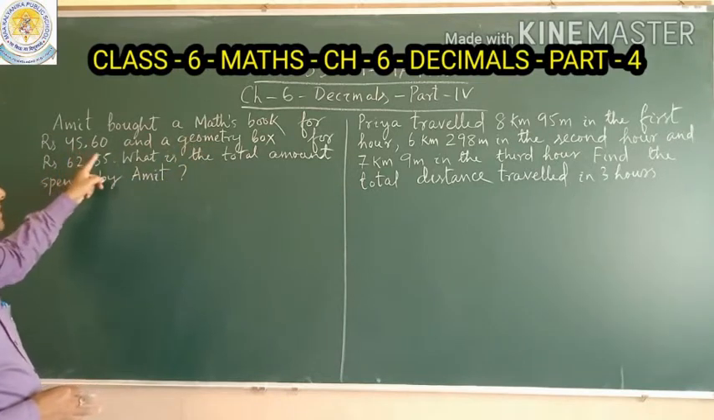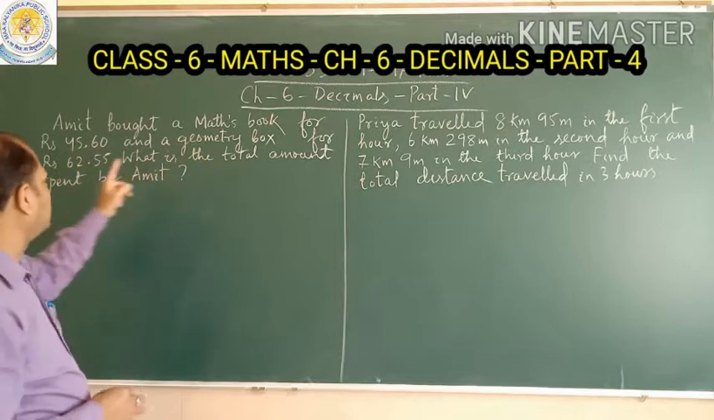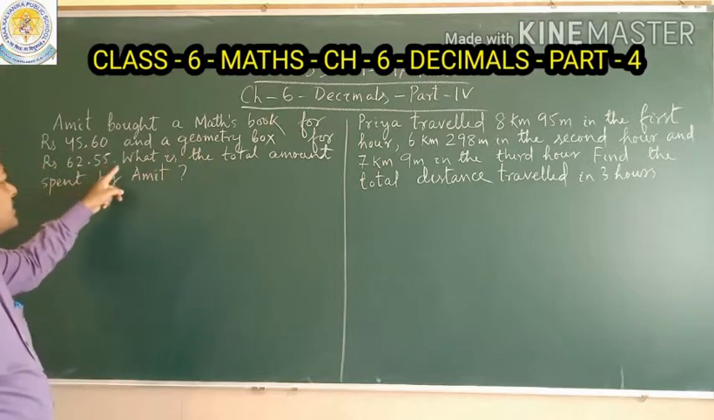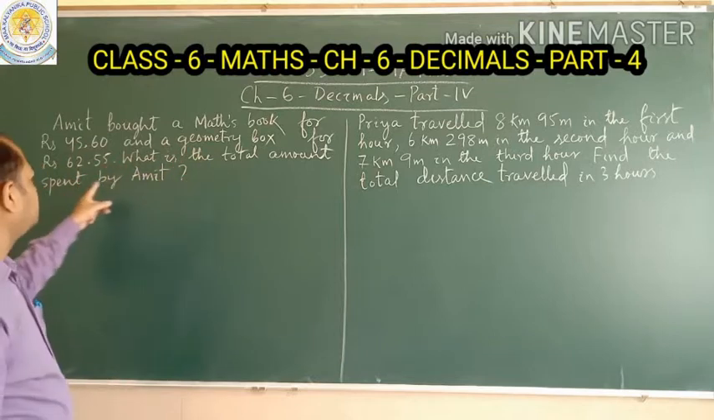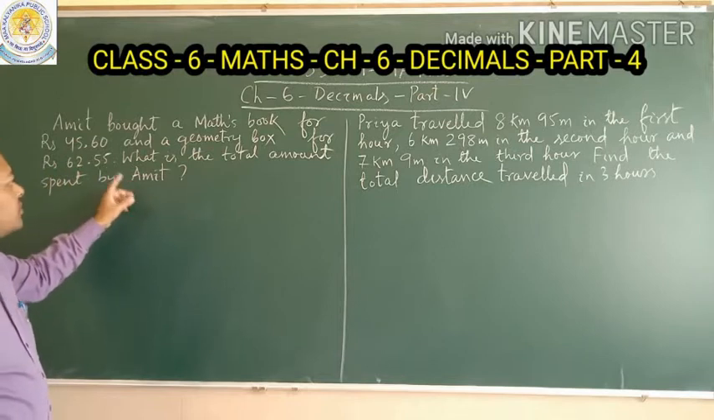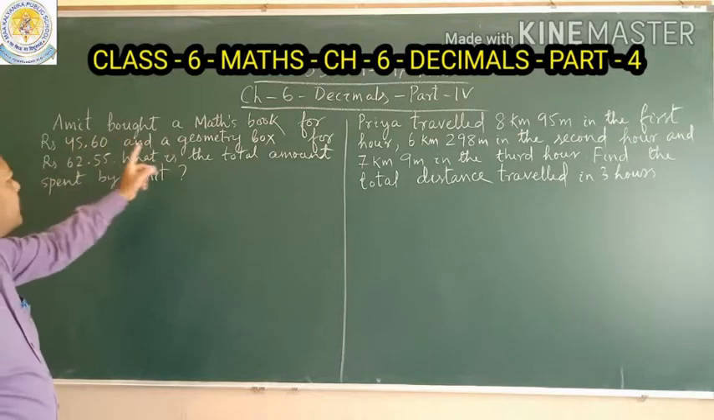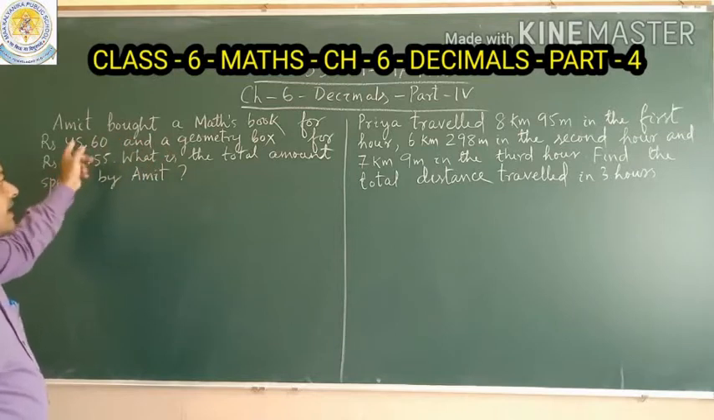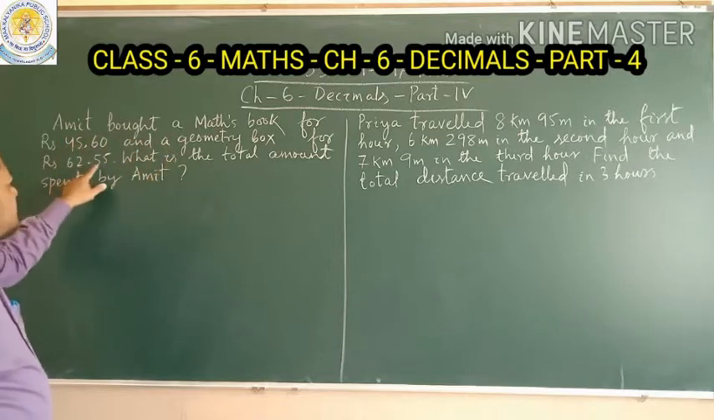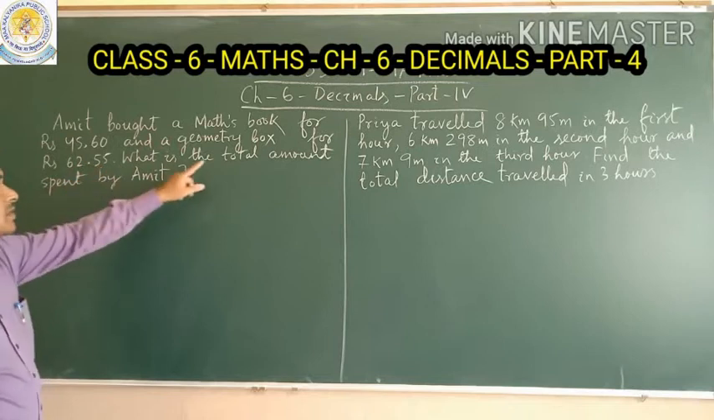The first question we are going to solve is: Amit got a maths book for 45 rupees 60 paise and a geometry box for 62 rupees 55 paise. What is the total amount spent by Amit? So this story problem says that Amit bought a maths book for 45 rupees and a geometry box for 62 rupees 55 paise. So what is the total amount?